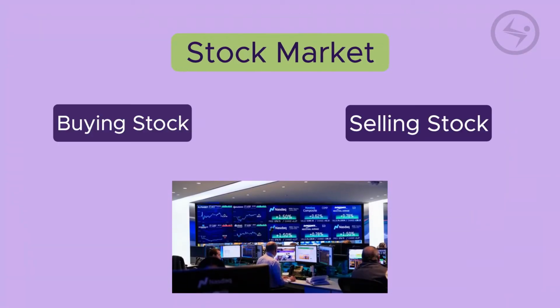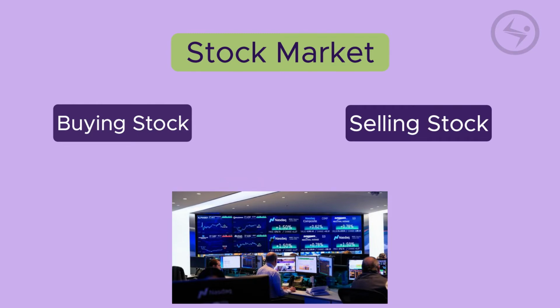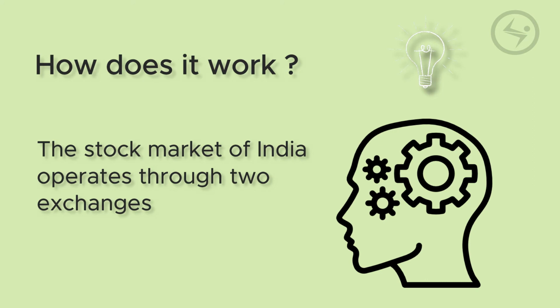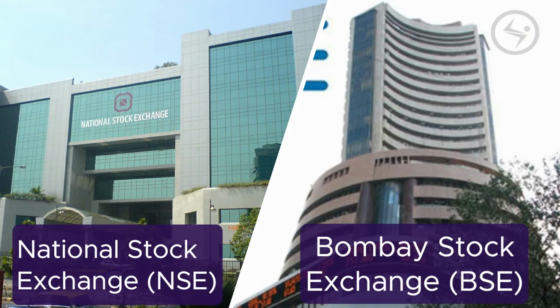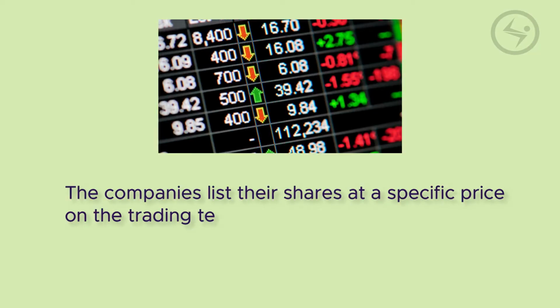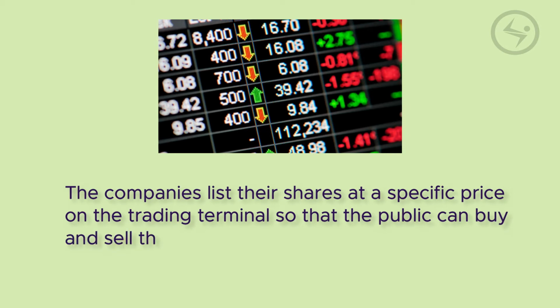Now that we understood about a share and a stock, let's see what a stock market is. A stock market is a place where people buy and sell stocks through the help of stockbrokers. How does it work? The stock market of India operates through two exchanges, National Stock Exchange and Bombay Stock Exchange. The companies list their shares at a specific price on the trading terminal, which is also an electronic platform of the stock exchange so that the public can buy and sell them.